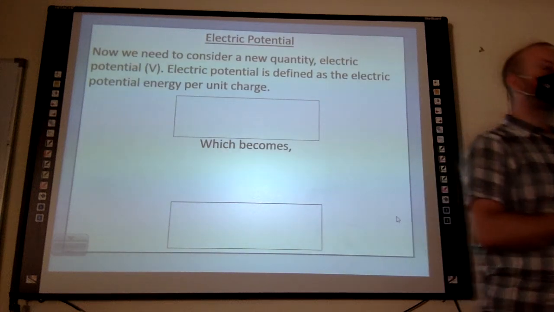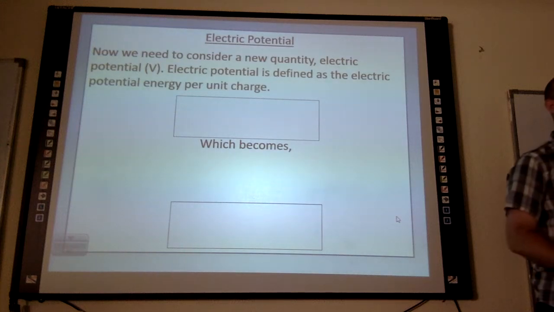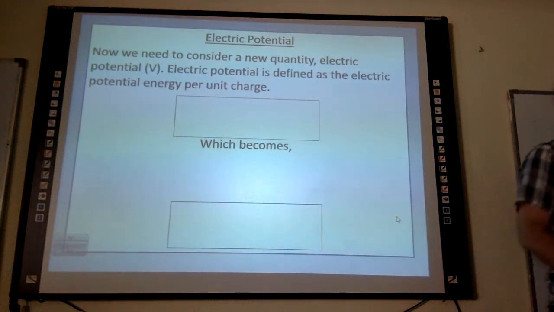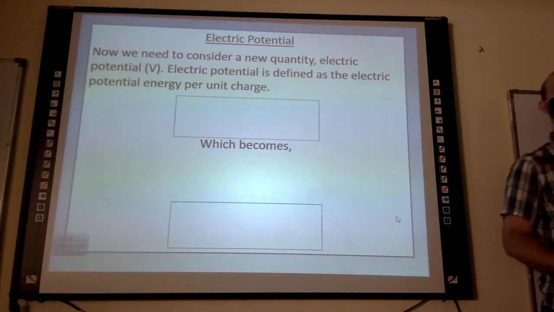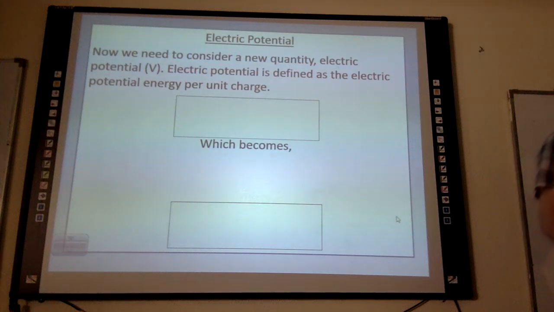Okay, so that was potential energy. Now we need to talk about electric potential. You've actually seen electric potential before. I taught you it last year. It's voltage. Is it voltage? It's just voltage. Some sort of power supply.